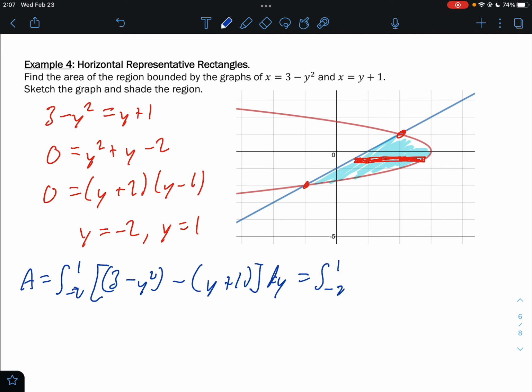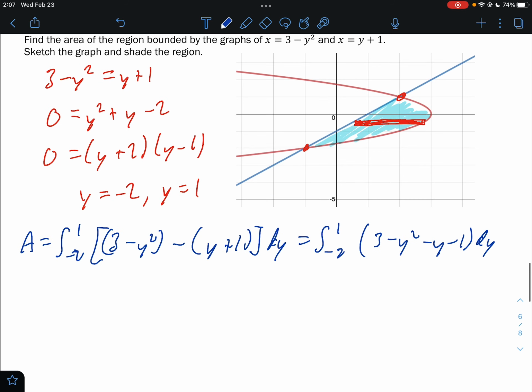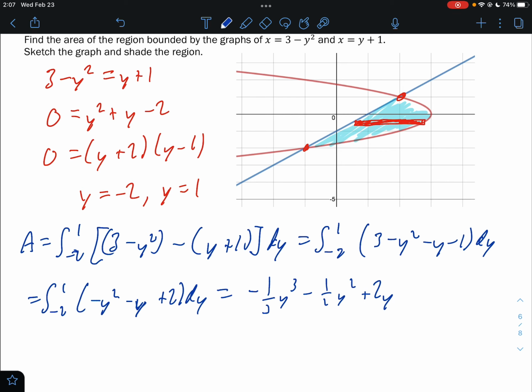And obviously we can do some cleaning up on that, so we don't have to integrate every part there. So it'd be 3 minus y squared minus y minus 1. And we can even clean up a little bit more and make it -y squared minus y plus 2. Now we can take our integral, so -1/3 y cubed minus 1/2 y squared plus 2y from -2 to 1.